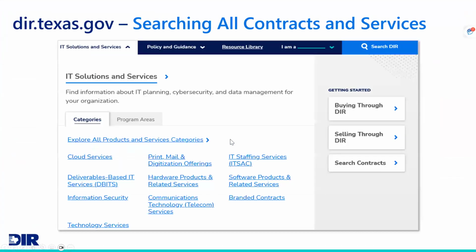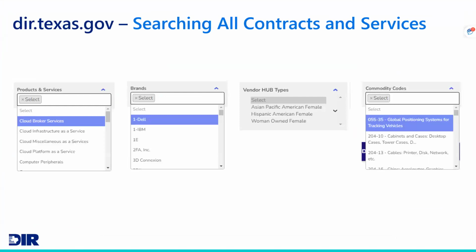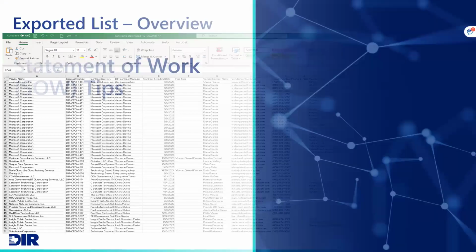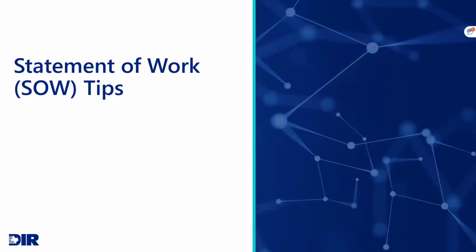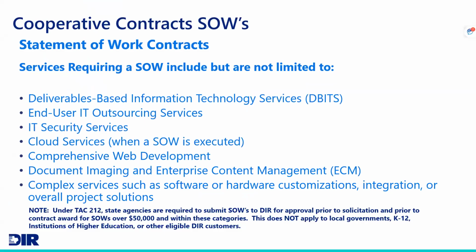So we worked through all of these slides. I'm going to just forward through here. I've shown you how to down select. So let's talk a little bit briefly about writing an IT statement of work. There are certain scopes of DIR contracts that do require a statement of work.